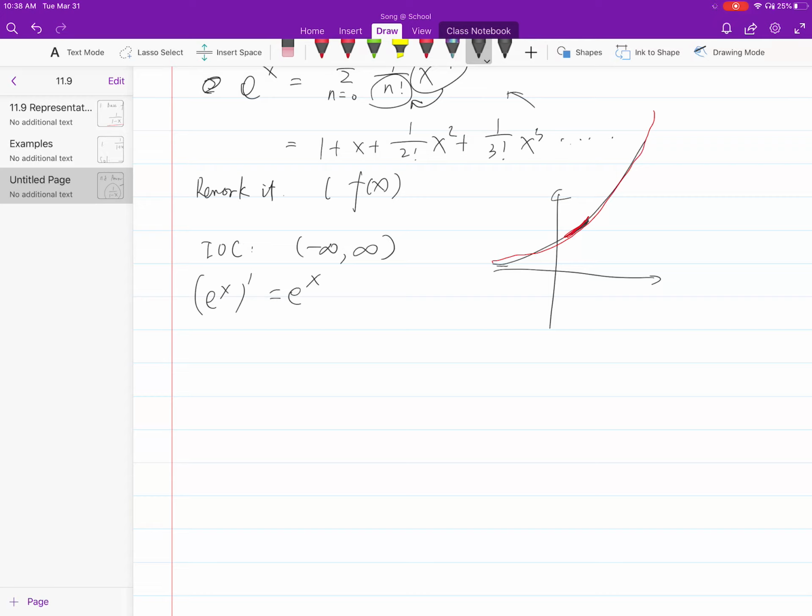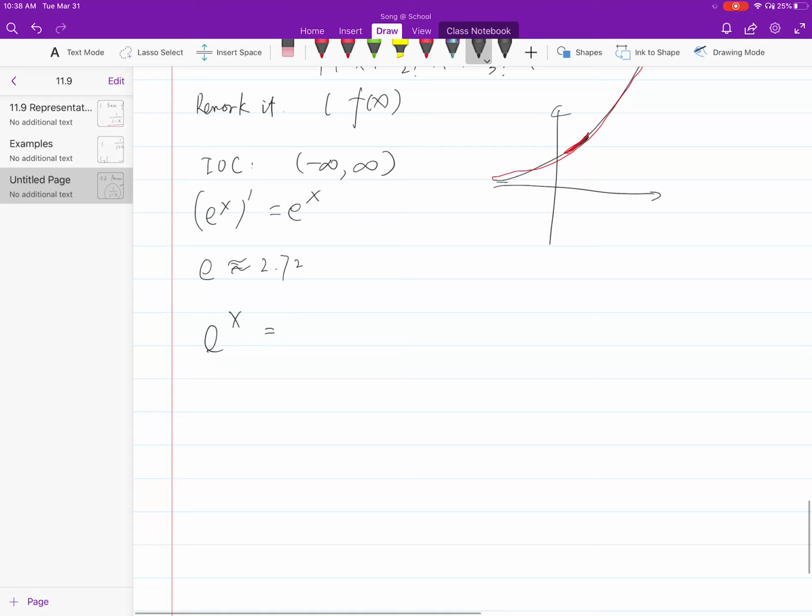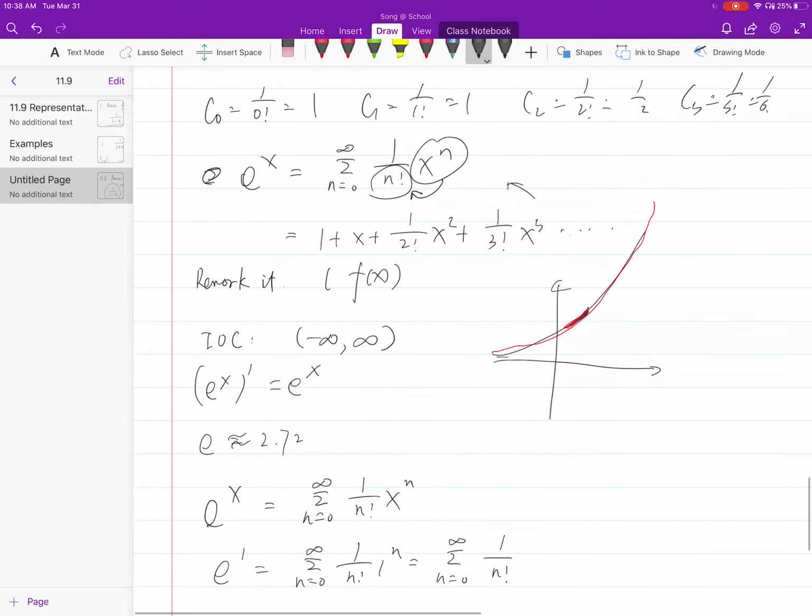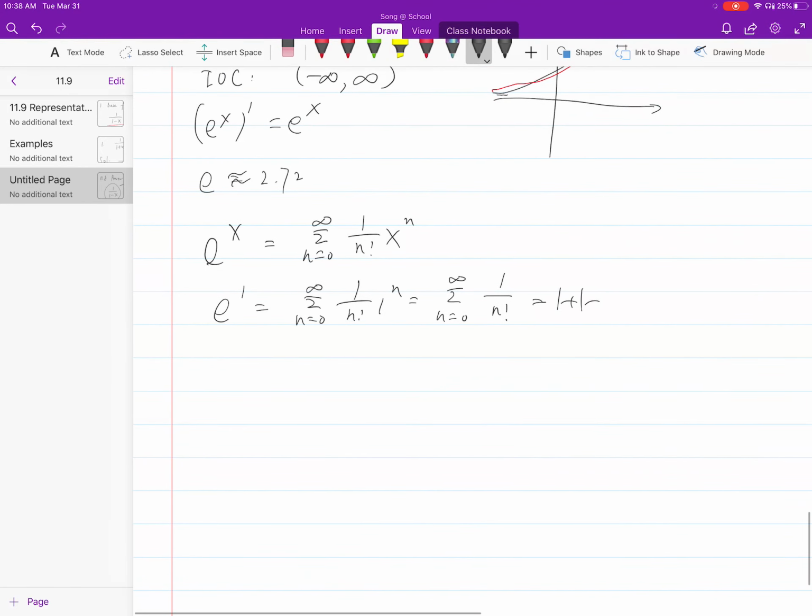Okay. Number 3. Now, what is e? 2.72, right? Roughly something like that. Before we just told you what e is. But now you can actually verify by yourself because you know e to the x is this. Okay. Then e to the 1, which is e, is going to be the sum of 1 over n factorial, because 1 to the any n is 1, which is 1 plus 1 plus 1/2 plus 1 over 3 factorial, this.